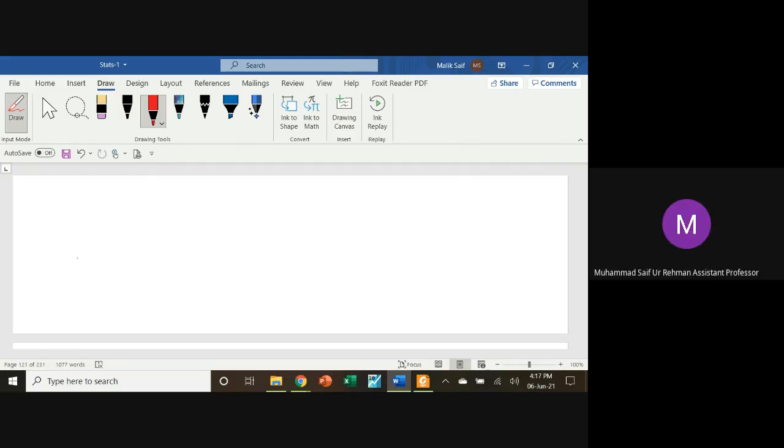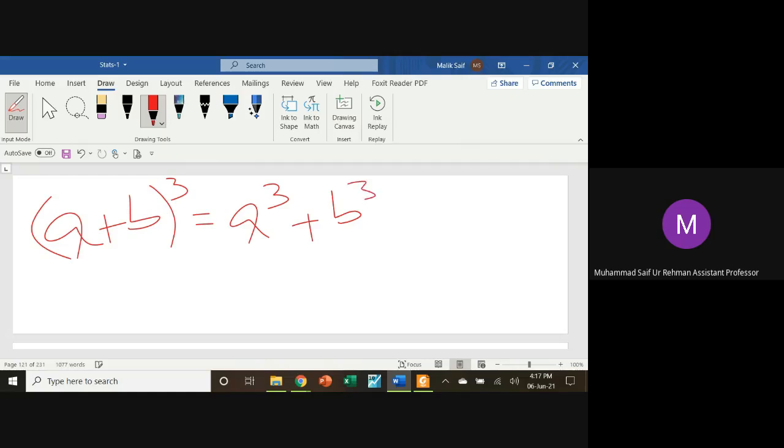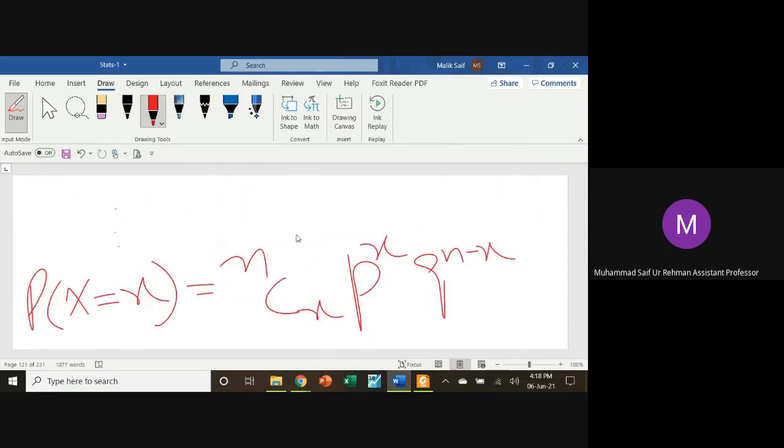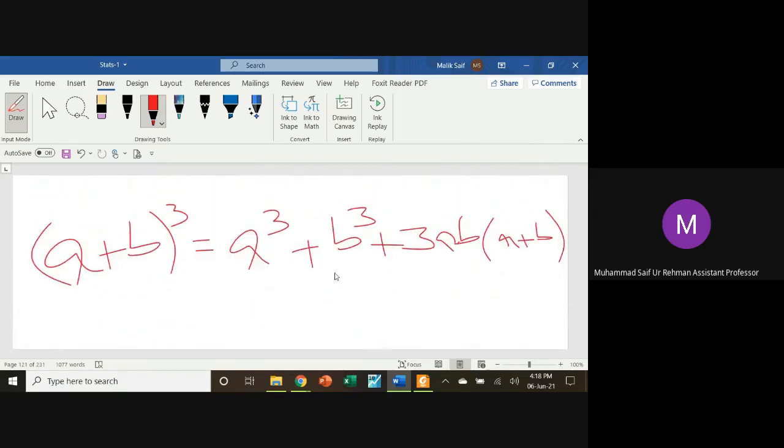Yes, sir. If I write down a plus b cube, it will equal a cube plus b cube plus, if you recall your memory, 3ab into a plus b. Right? This is the formula that we normally use in mathematics, right? But we can take help of this formula to have these terms.